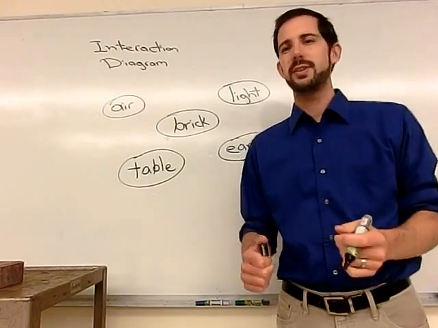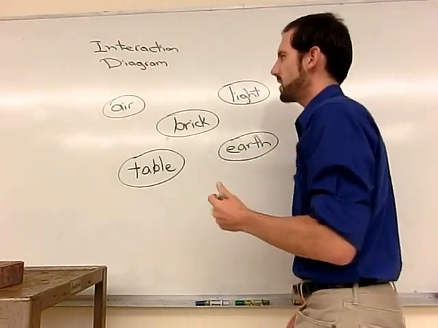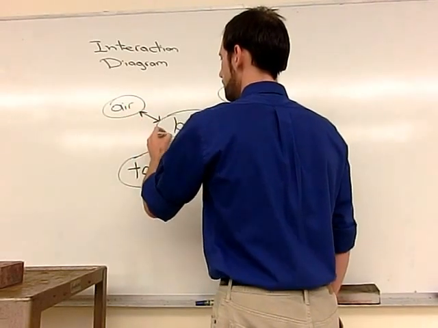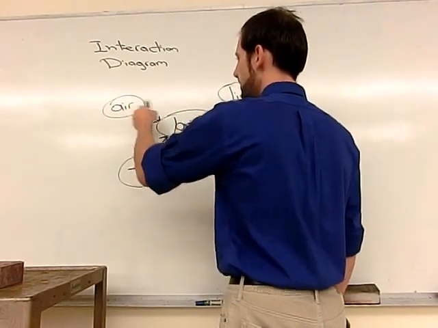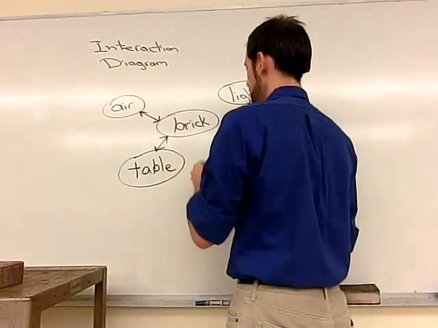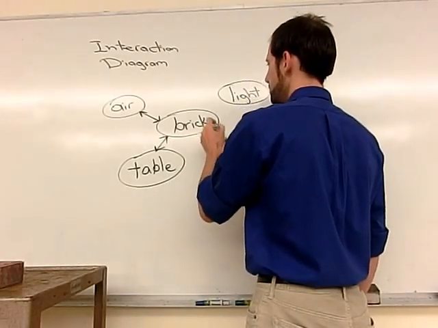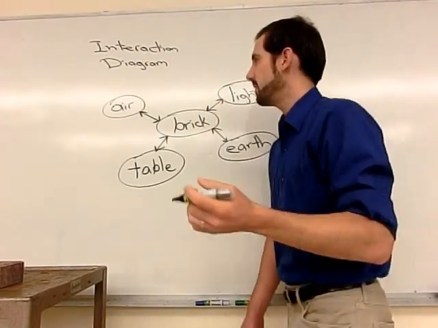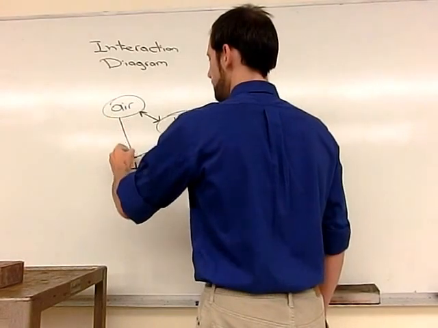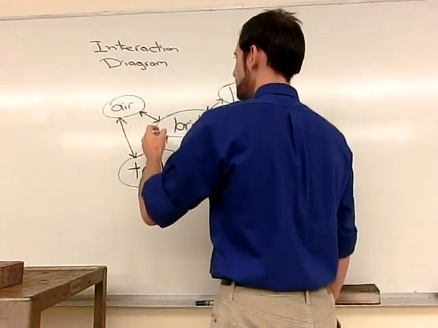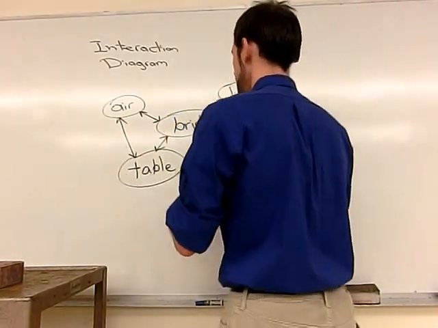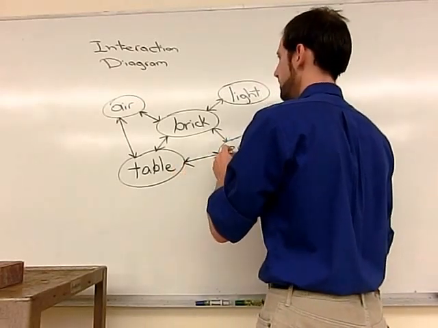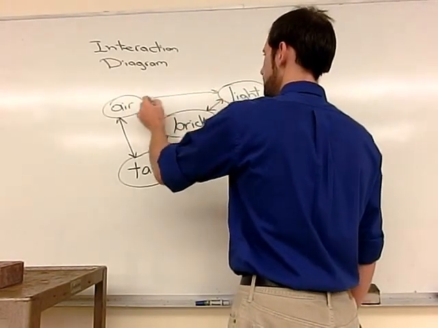So what are we doing with all this? There's going to be an interaction between each one of these, and the interaction is two ways. The air interacts with the brick, the brick interacts with the table, the Earth interacts with the brick, the light interacts with the brick. But of course, all of these things are interacting with each other as well. The air is interacting with the table, and the air is interacting with the light. That was a stranger one to think of, but it's also there. The table and the Earth are interacting. You can say the air and the light are interacting.